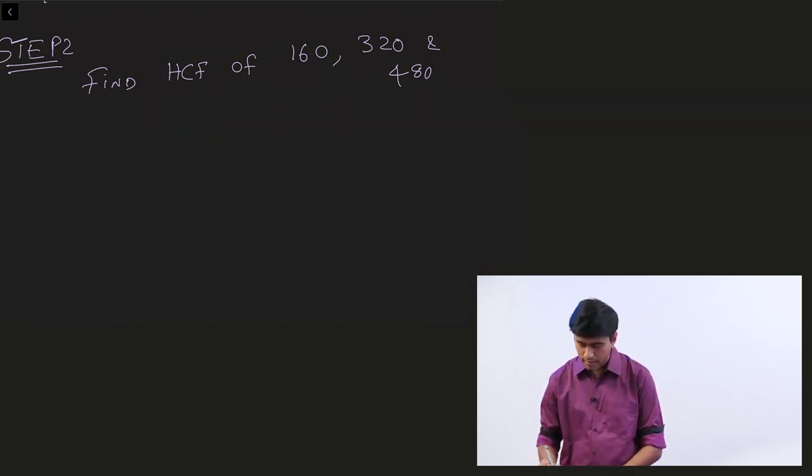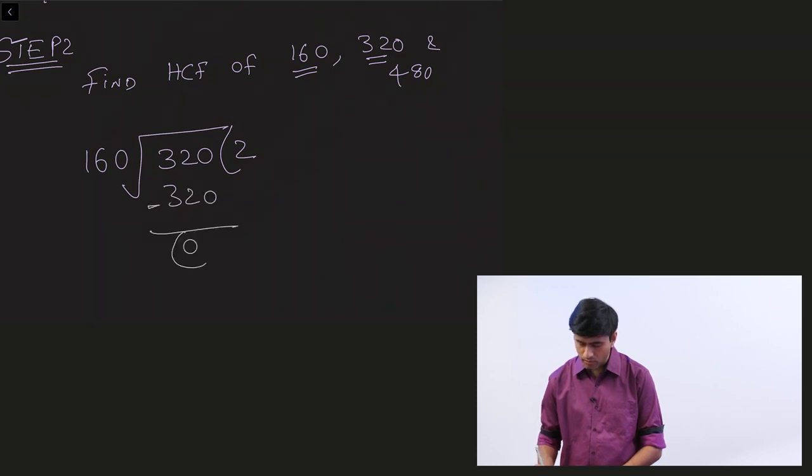So we will take 160 and 320 first. 320 divided by 160: 160 goes 2 times, 320, remainder 0. Therefore 160 is the HCF for 160 and 320.